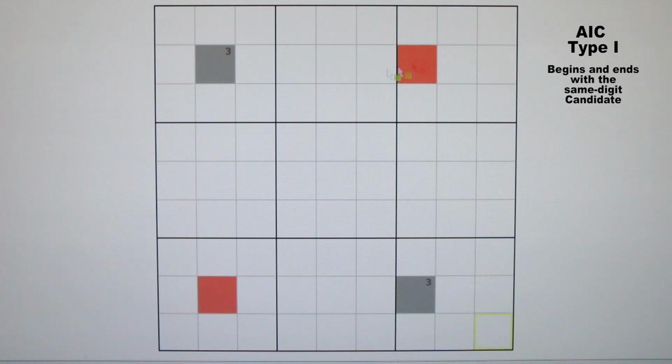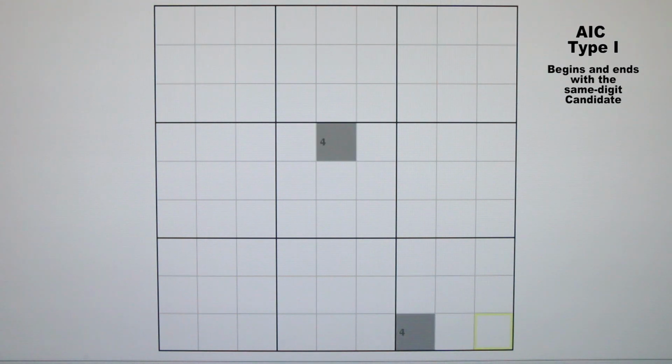These 2 red cells, each one of them can see both of the gray 3s, and they're the only 2 cells in the whole puzzle that is true for, that they can see both of them. So because one of these gray 3s has to be true, if there is a 3 in either one of these red cells, it is false, and you can eliminate it.